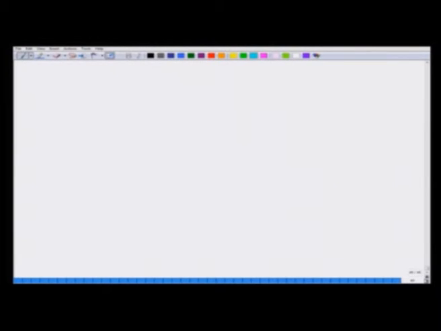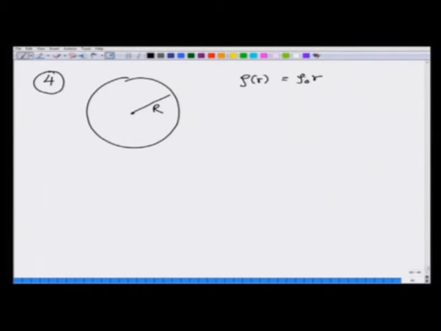Next, question number 4. We are asking if a sphere of capital radius r has a charge density which depends on the distance from the center and is equal to rho 0 r, then what will be the energy of this charge distribution?